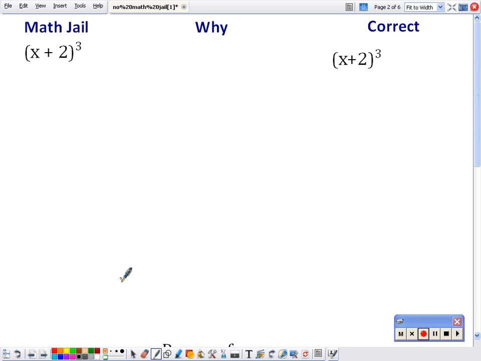Another thing students have been doing that lands them in math jail, because it is illegal in algebra, is that when they have a quantity raised to a power, they distribute the power to each term in the quantity. For example, if I have x plus 2 cubed, what you do not want to do is x cubed plus 2 cubed and get x cubed plus 8. This is bad. This will land you in math jail.